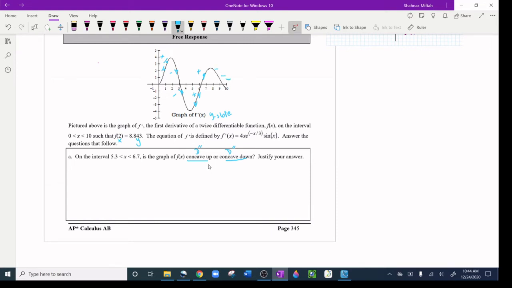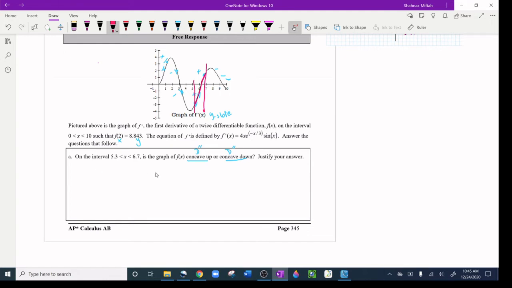Now let's see between 5.3 and 6.7. This is 5.3, I think, over here, like I can draw a line. And 6.7 could be over here somewhere. So they are talking about only this portion. So in this portion, when I draw a tangent line, these are all positive. So it means they are concave up.